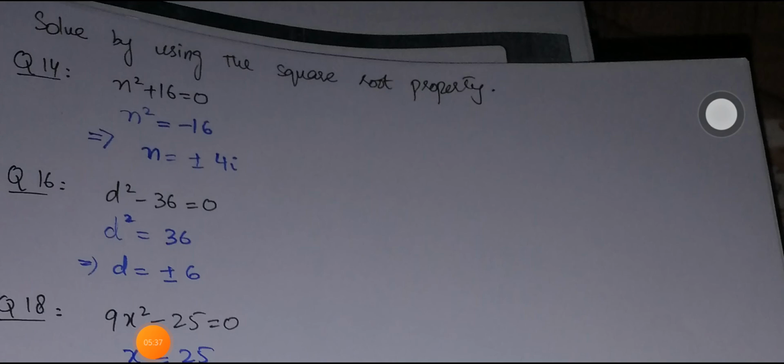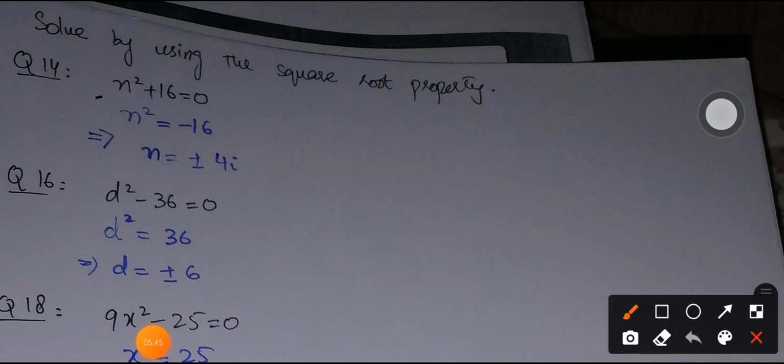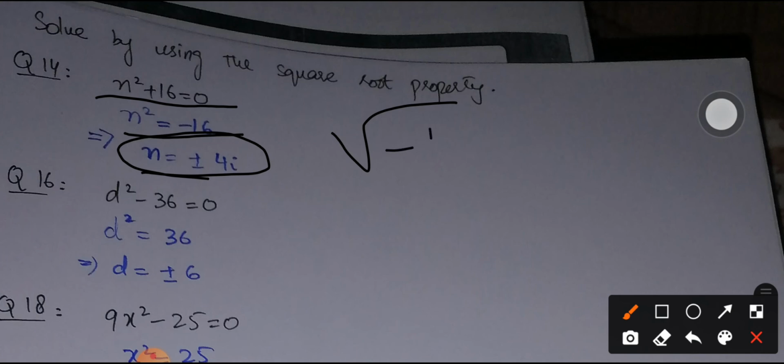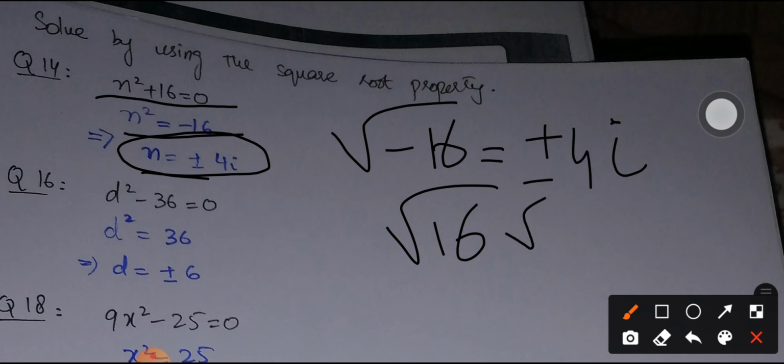Now in the next part of the question we have to solve the equation by using the square root property. So here we have question number 14. n square plus 16 is equal to 0. n square will be equal to minus 16. Taking square root on both sides, we will get n is equal to plus minus 4 iota, because whenever we have a negative term in the square root, it is going to be a complex number, and the square root of 16 is plus minus 4, because the square root of minus 1 is equal to iota.